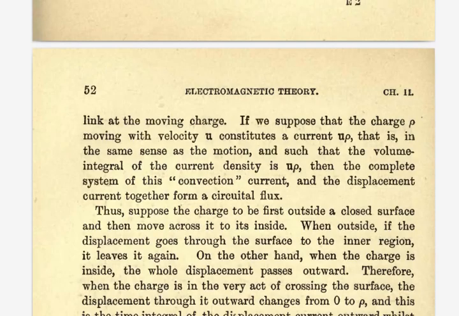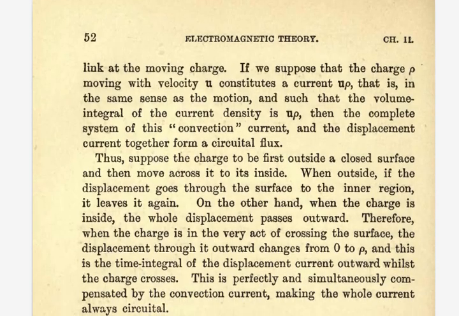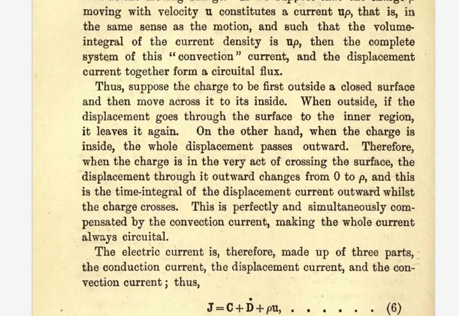If we suppose that the charge ρ moving with velocity u constitutes a current uρ, that is, in the same sense as the motion, and such that the volume integral of the current density is uρ, then the complete system of this convection current and the displacement current together form a circuital flux.